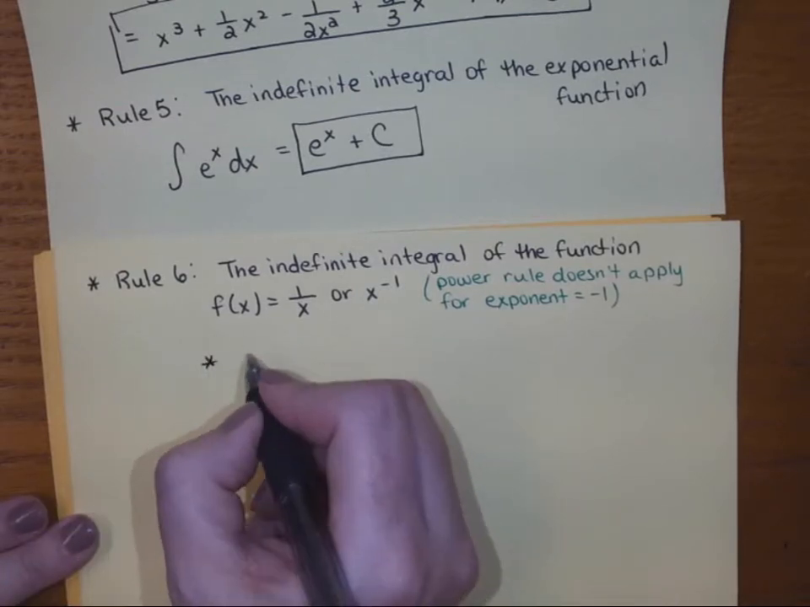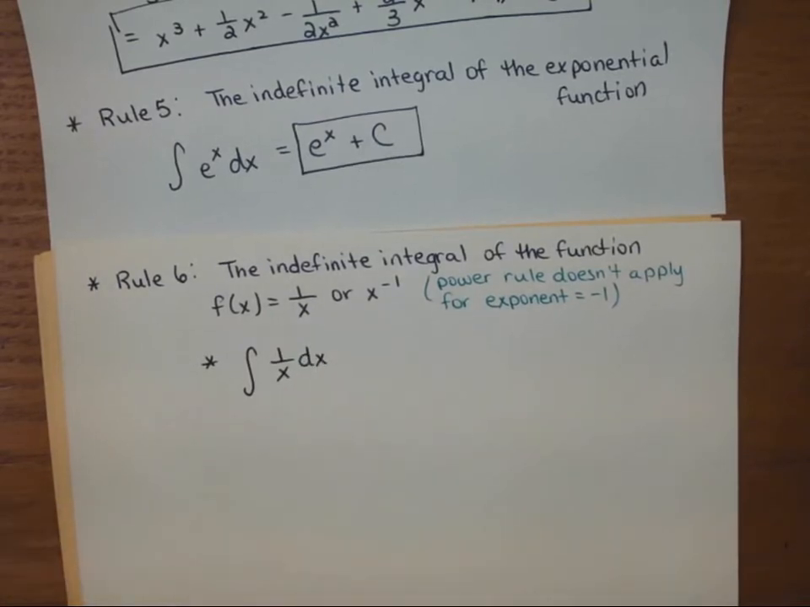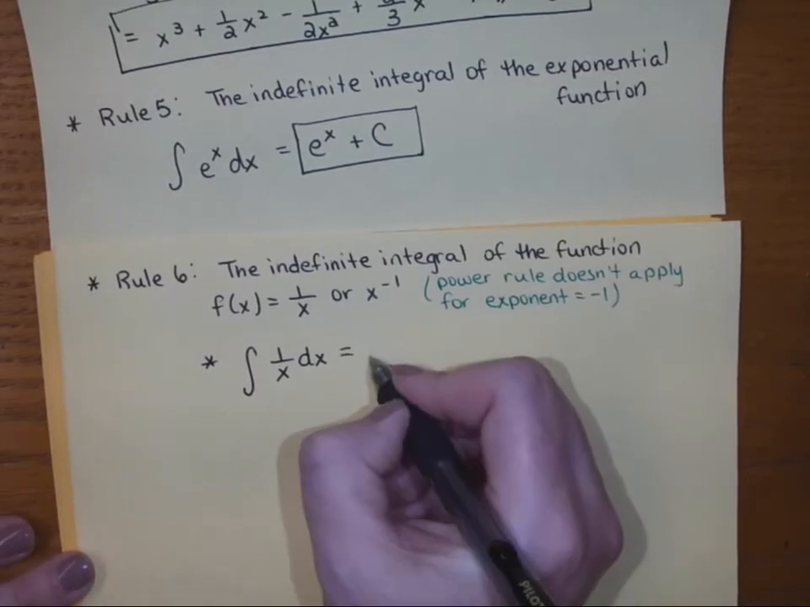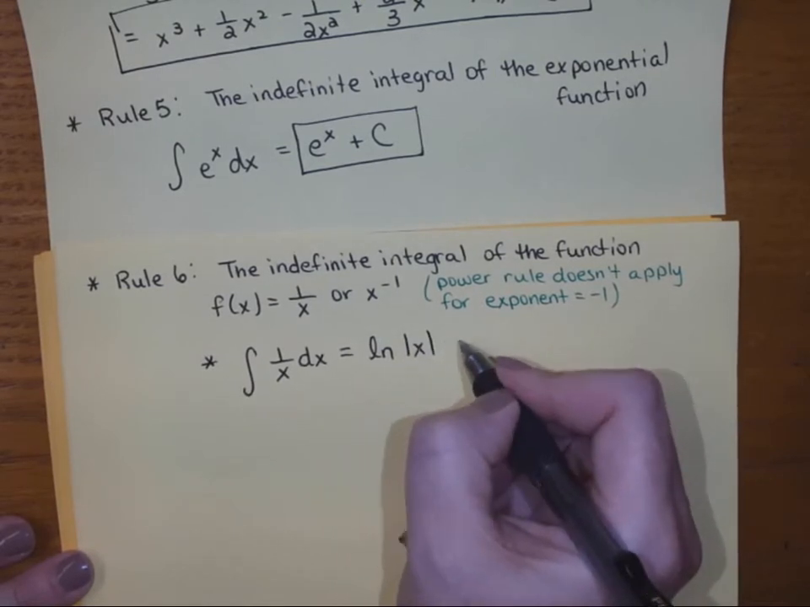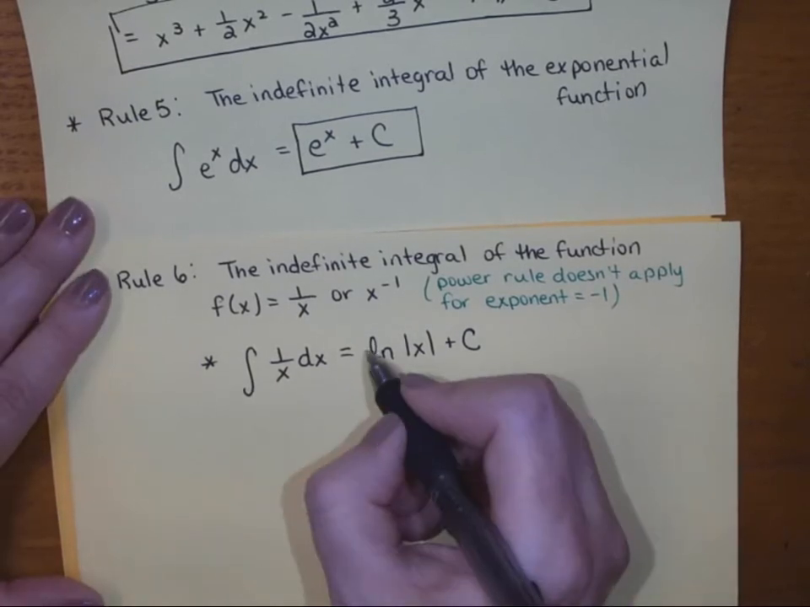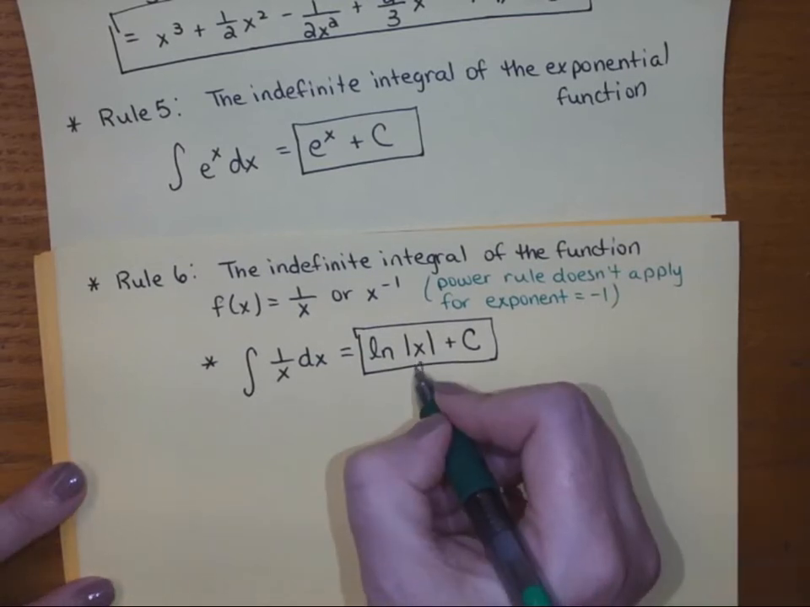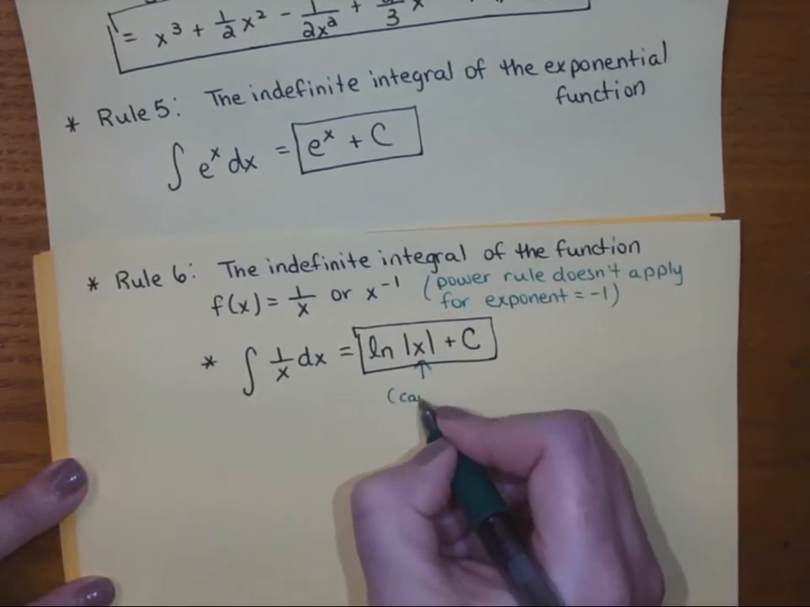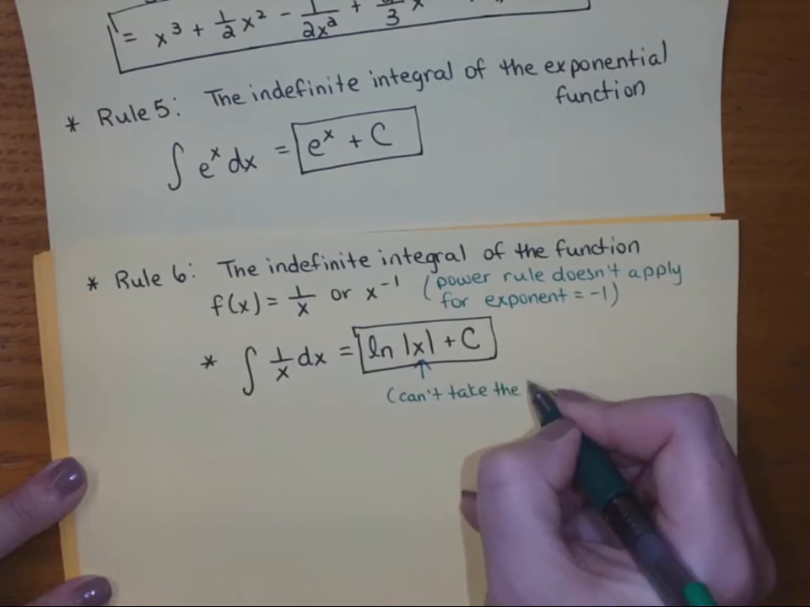And so here is the rule. If I want to do the antiderivative of 1 over x dx, so let's think back to derivatives. Which type of function gives you 1 over x as its derivative? Well, remember, that's the special case ln. So the natural log of the absolute value of x plus c is what you get here. So I'm going to kind of circle that in. This absolute value bar is only because you can't take the log of a negative number, or 0 for that matter.